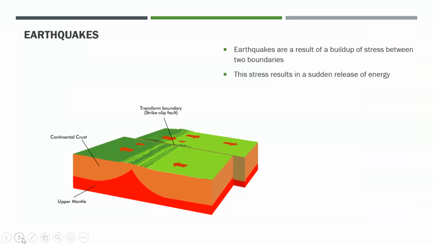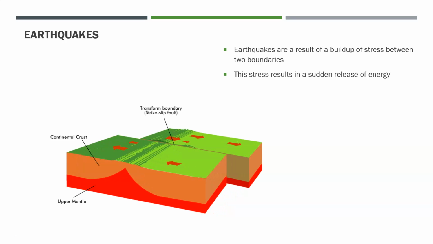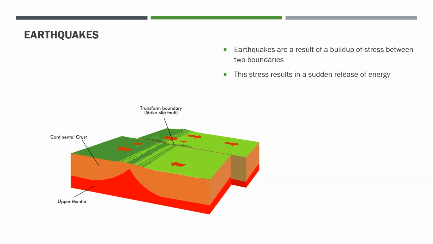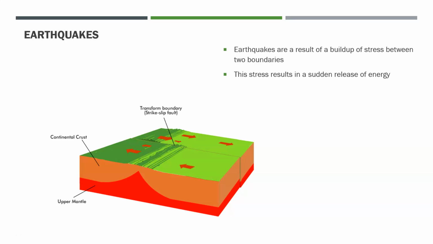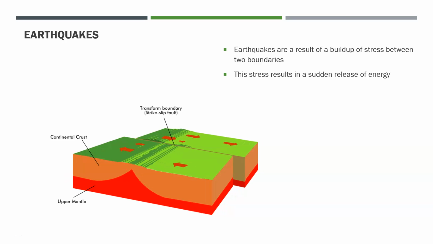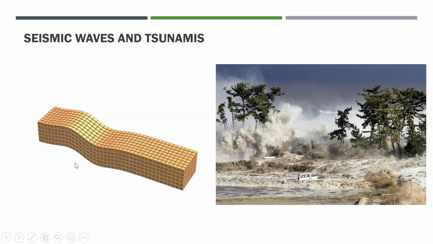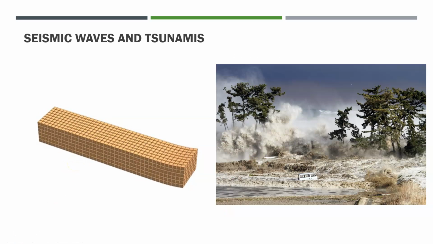So I've mentioned earthquakes a few times, so we should probably discuss what those are. Earthquakes are the result of a buildup of stress between two plate boundaries. You'll notice earthquakes were listed as a feature of all three plate boundaries. But if you see one where it only lists earthquakes and that's the only thing that's happening, that's a transform boundary. So the stress of the two plates causes a sudden release in energy, and that's what we feel as an earthquake. So if we look here, we have a seismic wave, and that's that sudden release of energy.